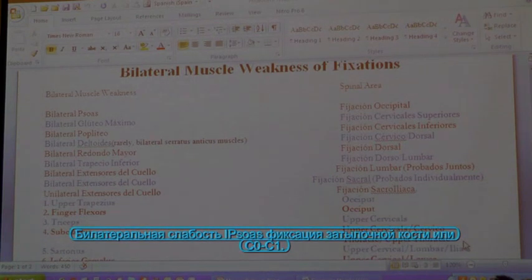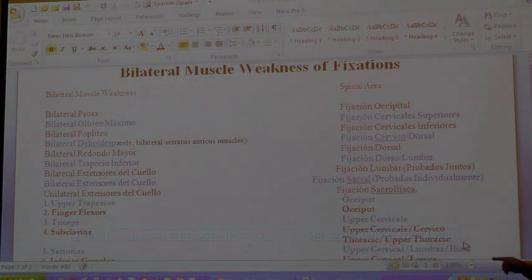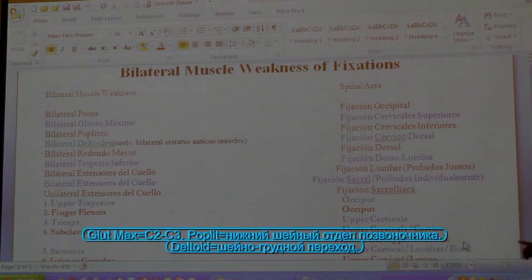Okay, for example, some of them, you know some of them. The first one is psoas. It's upper cervical. Usually it's between second cervical and third cervical vertebra. No, sorry. Psoas is between occiput and atlas. And gluteus maximus is between second and third cervical vertebra, C2, C3.